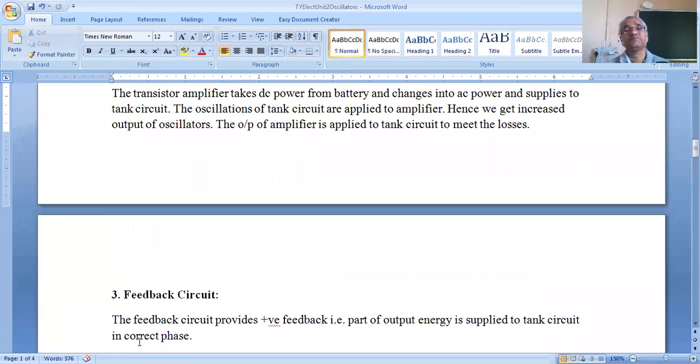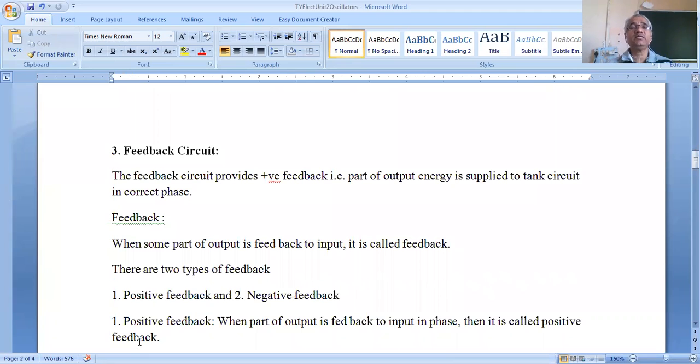And then the feedback circuit. The feedback circuit provides positive feedback, that is, part of the output energy is supplied to the tank circuit in correct phase. That means the feedback circuit takes some part of the output and it is fed back to the tank circuit. In the tank circuit the oscillations are damped oscillations, so oscillations should not be damped.